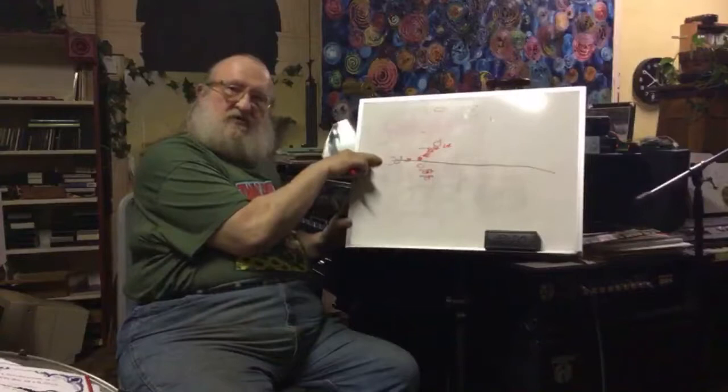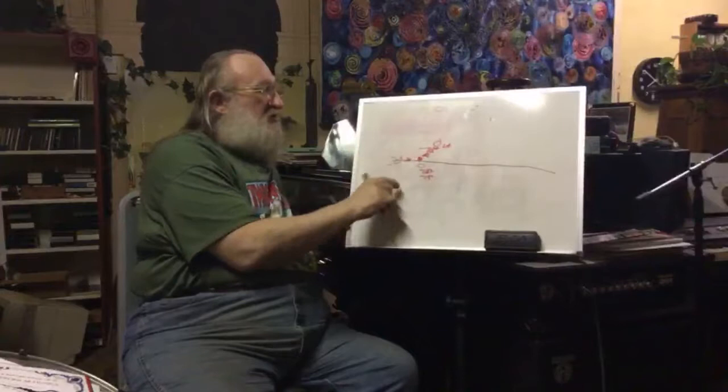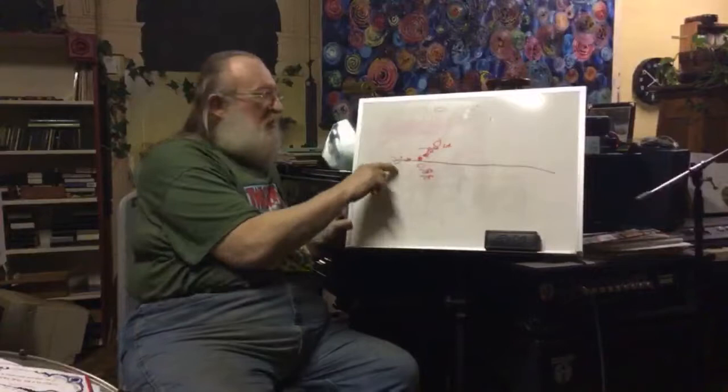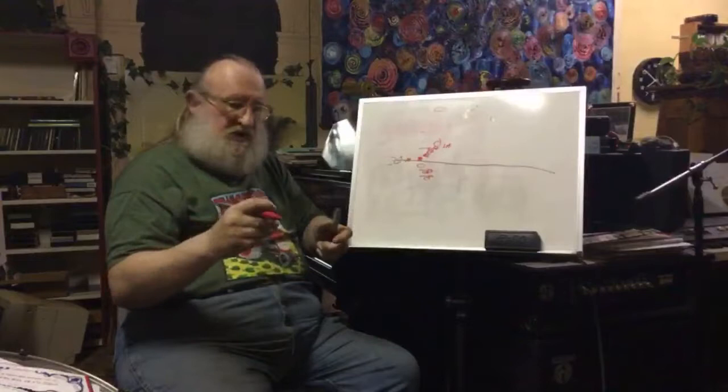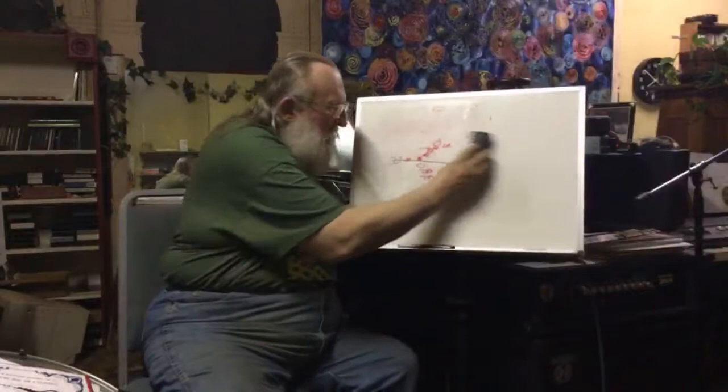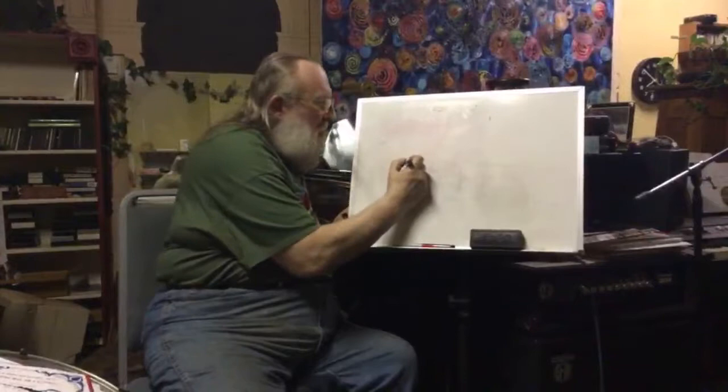So now with just two ledger lines below and above, we could have as many as 5 notes below and 5 notes above. And this system was around for a while. It lasted from about the 10th century up until the 11th and 12th century. And in the 11th and 12th century, the development was to start adding more lines. So what happened is they went from one line to two lines.